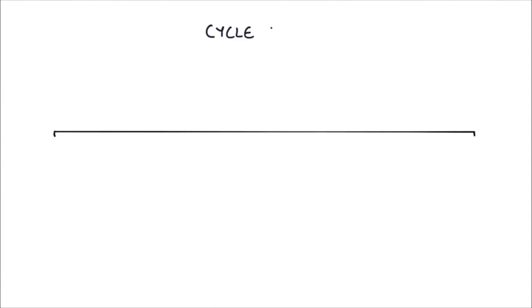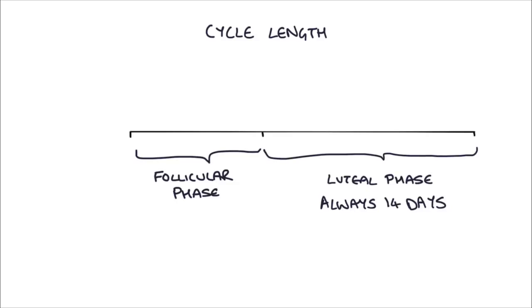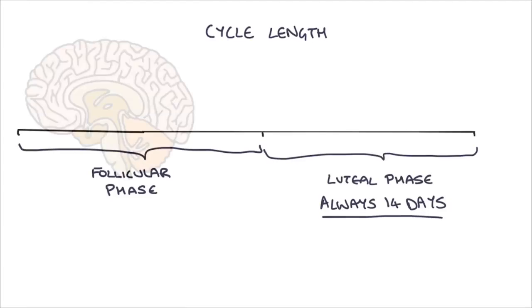In many women, the cycle is different lengths, for example 21 days or 35 days, and the luteal phase, or the second phase, is always 14 days long. So when the cycle is shorter, then it means the follicular phase is shorter, and when it's longer, the follicular phase is longer, and the luteal phase always remains 14 days long.